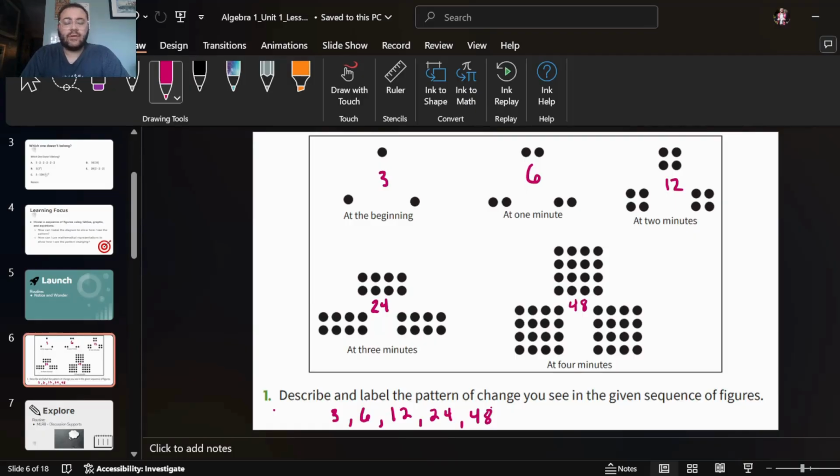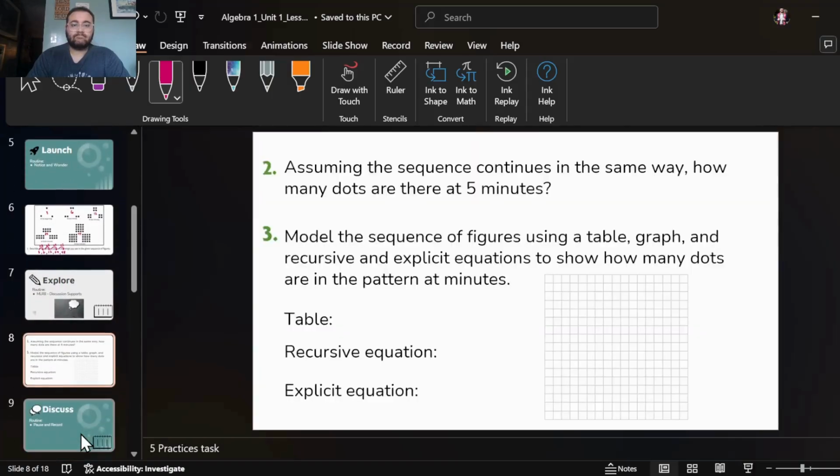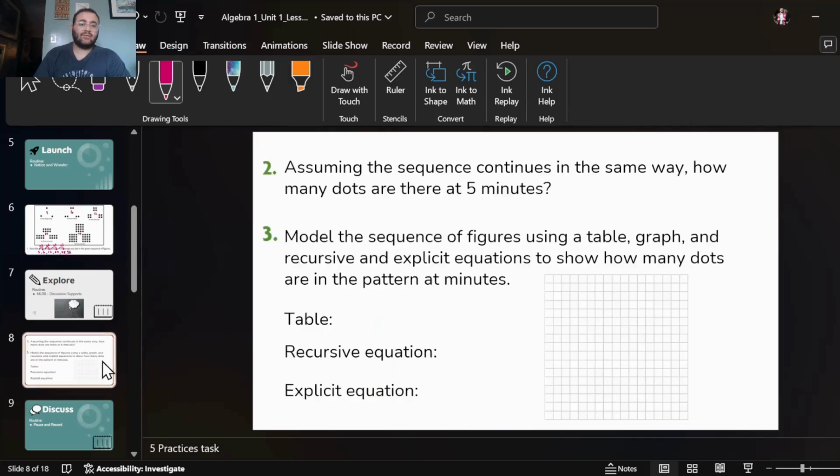How do you see this pattern growing? You should notice each term is being multiplied. The previous term is being multiplied by 2. So our change factor, our growth factor, turns out to be 2. Assuming the sequence continues the same way, how many dots will there be at 5 minutes? Well, we have 4 minutes. What's our next one? We need to multiply that by 2, right? You arrive at 96. 96 dots.